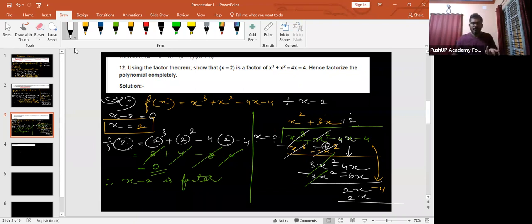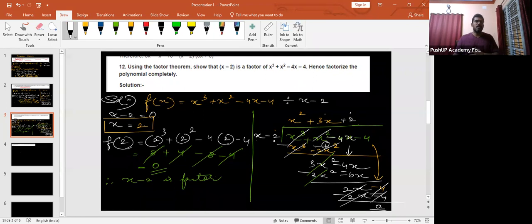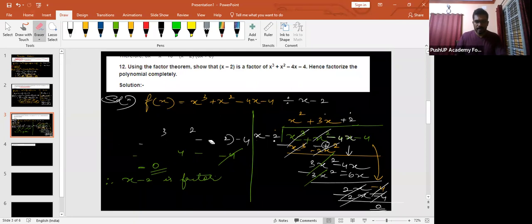Now, whatever quotient you got, in this situation you have got 2, that 2 should be multiplied with the remaining part of the divisor. 2 into minus 2 is minus 4. Now you subtract it. When you subtract, 2x and minus 2x get cancelled. Minus 4 minus of minus 4, that is minus 4 plus 4, they both get cancelled. And the remainder is 0. All right. So children, I'll erase this left-hand side so that I can write the remaining part of the solution.